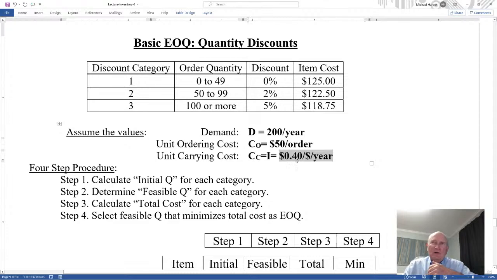So it is a carrying cost. I could call this C sub C, I could call it I. Back when I made these notes, I thought I'm going to put both of these in here just to emphasize that the variable doesn't matter, the actual units matter. Because this is carrying cost per dollar per year.